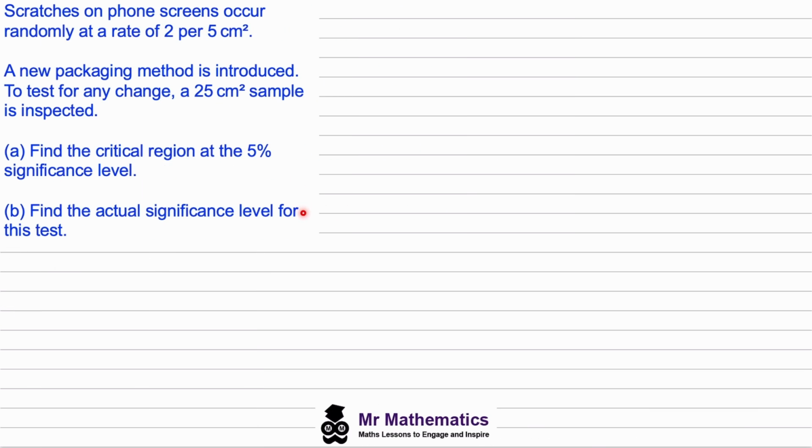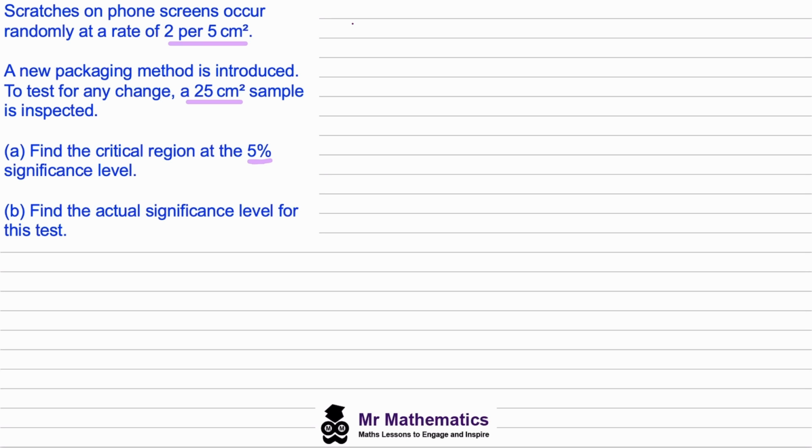Do you want to read through this and highlight the information that you think is important? You can pause the video and come back when you're ready. Okay, so welcome back. So we're told scratches on the phone screens occur randomly at a rate of 2 per 5 centimeters squared. So this is our average. A new packing method is introduced and to test for any change, a 25 centimeter squared sample is inspected. So this will help us define our model. We need to find the critical region at a 5% level of significance.